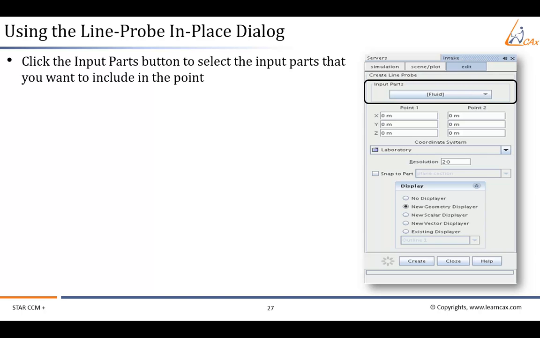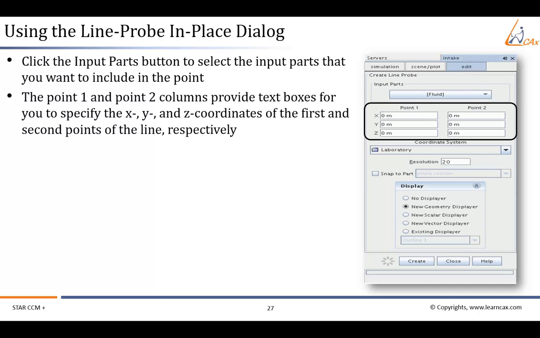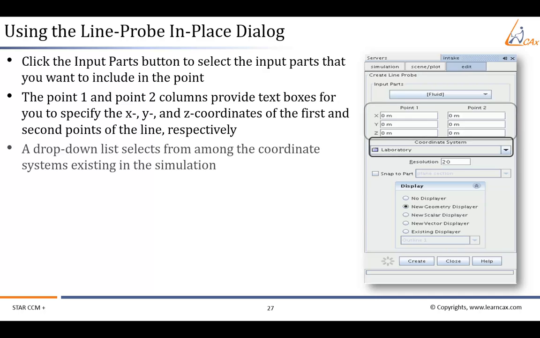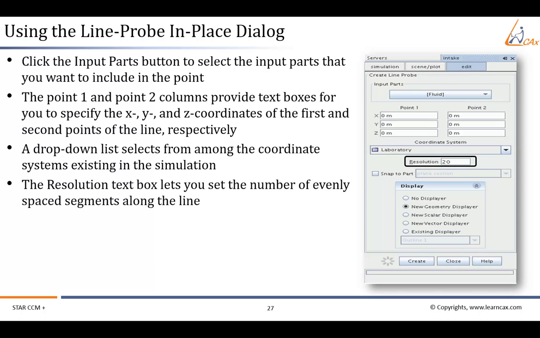Click the Input Parts button to select the input parts that you want to include in the point. The point 1 and point 2 columns will open text boxes for you to specify the X, Y, and Z coordinates of the first and second points of the line, respectively. A drop-down list will select from among the coordinate systems existing in the simulation. The resolution text box will let you set the number of evenly spaced segments along the line. The overall number of points is one less than this.